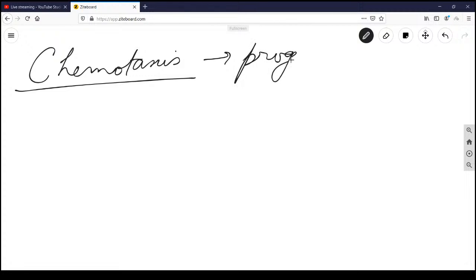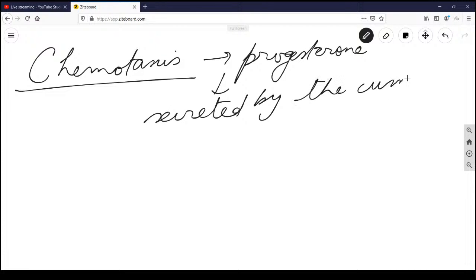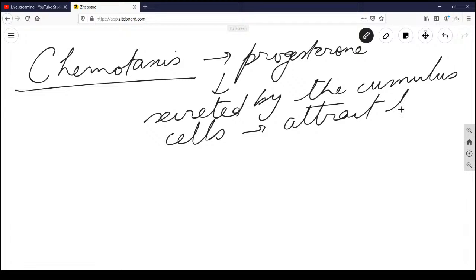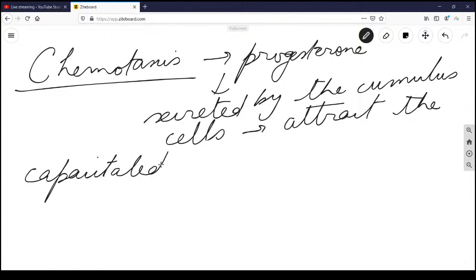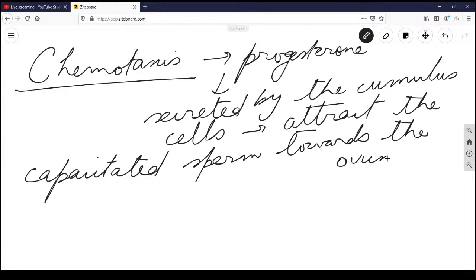Now progesterone is secreted by the cumulus cells, and that acts as a cue to attract the capacitated sperms towards the ovulated ovum present in the ampullary region.